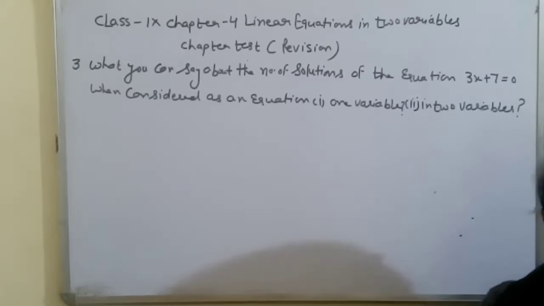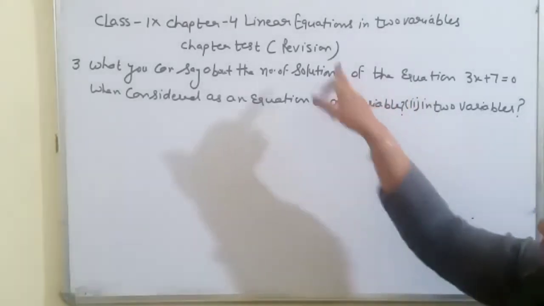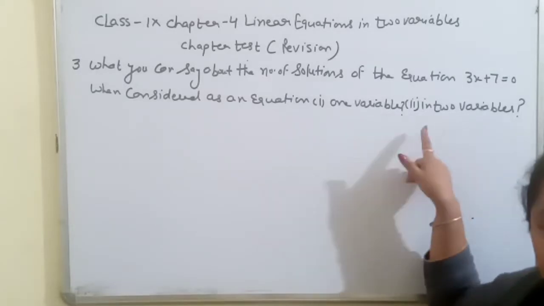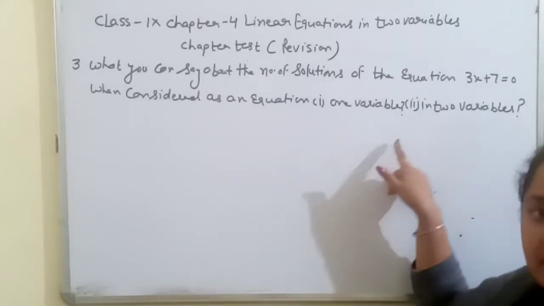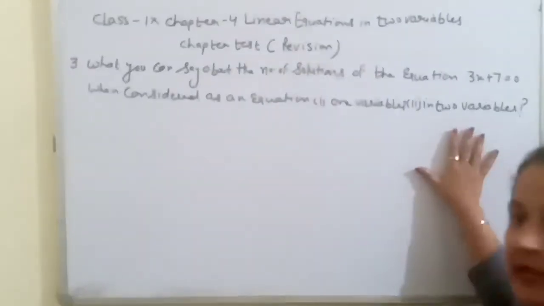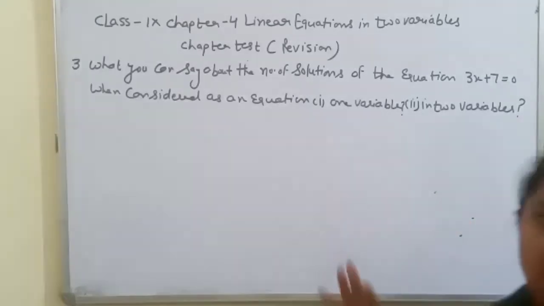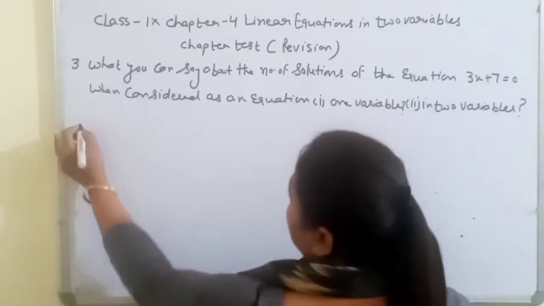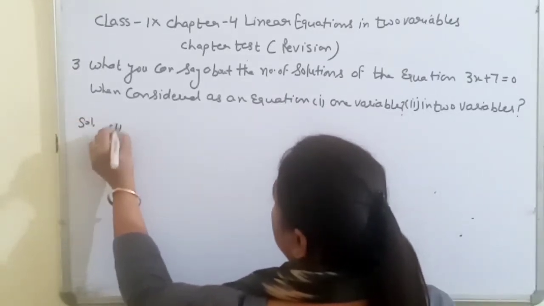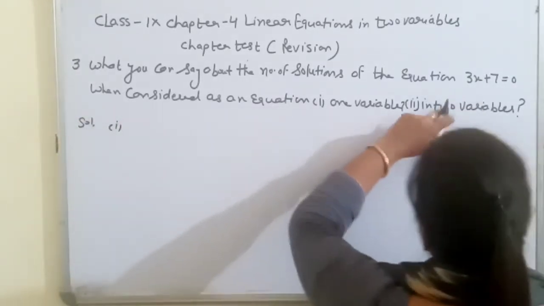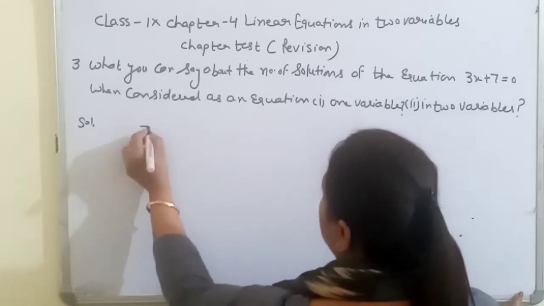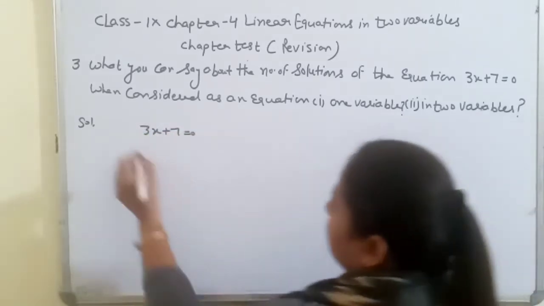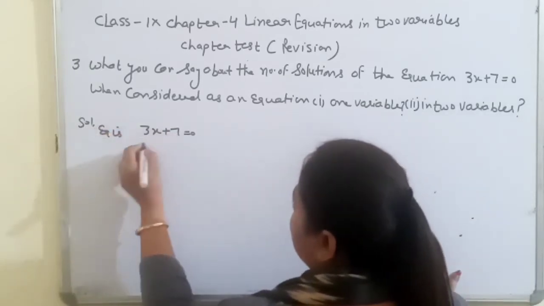Now in this question we have to tell how many solutions there can be for an equation having one variable and for two variables. In place of two variables we can also mention the Cartesian plane. So let's see. You already know how we can plot this equation for one variable and for two variables. Here the equation is 3x plus 7 equal to 0.